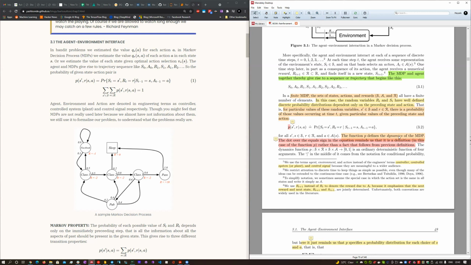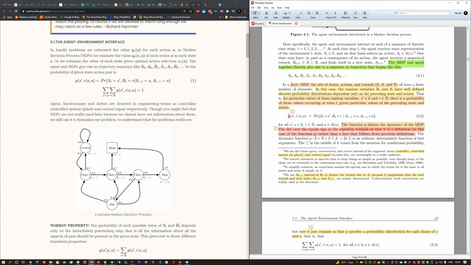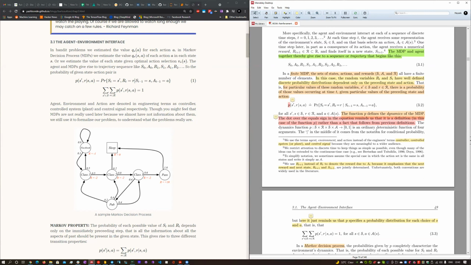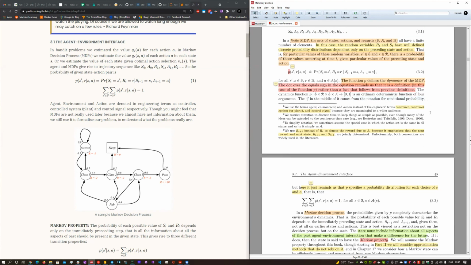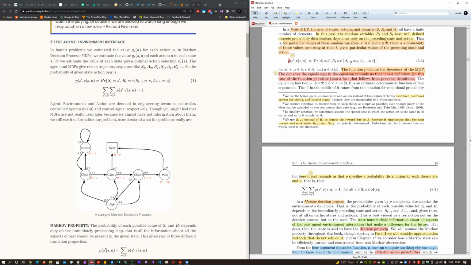This is the dynamics as I've alluded to, p. This dot reminds us of the definition that follows from the previous definition. And this sign here means it comes from the notation of conditional probability. That means it is conditioned on the previous distribution for the choices of s t minus 1, the state of the previous time step, and the action of the previous time step. So this is it.